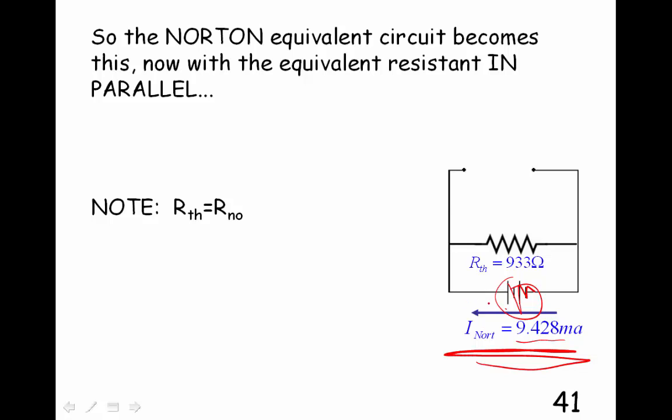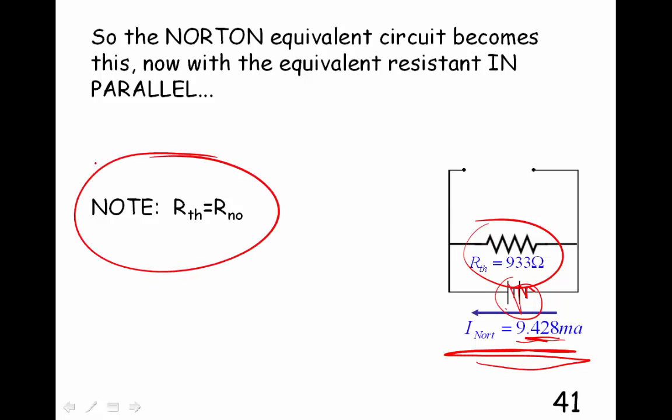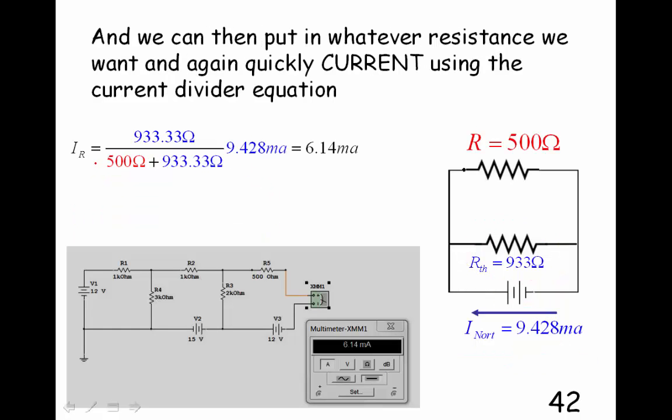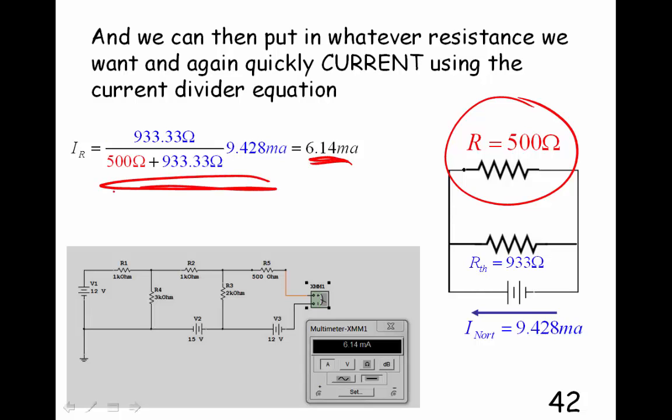So right now, it would just be putting the 9.428 milliamps through our Norton resistance, and we notice that the Norton resistance is always the same as the Thevenin resistance, so we don't have to even talk about that. You calculate it in the same way you calculated the Thevenin resistance. Well, now I've plugged in the original 500 ohms for my mystery resistance, and now we can find the current through that resistance using the current divider equation.